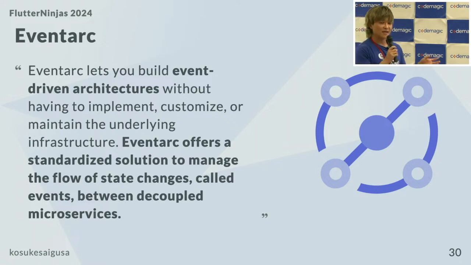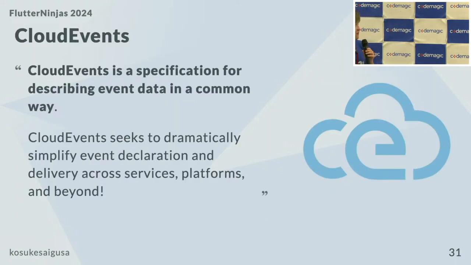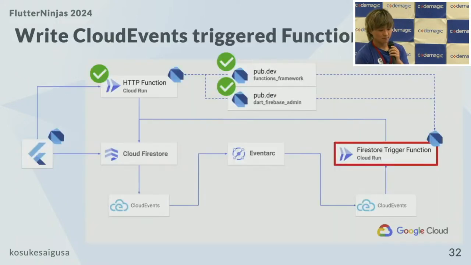So this is how we can transfer the event from Cloud Firestore to Cloud Run. This is how it is used. And also let me explain Cloud Events. This is not really related to GCP, it's just a common specification about events. Cloud Events is a specification for describing event data in a common way. Cloud Events is not directly related to GCP, but Eventarc uses this specification to transfer events from, for example, Cloud Firestore to Cloud Run. So we learned about Eventarc and Cloud Events really briefly.